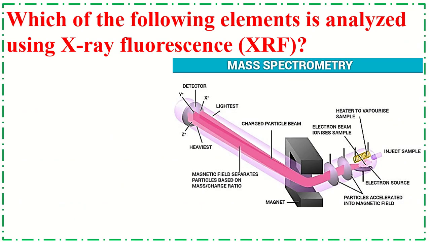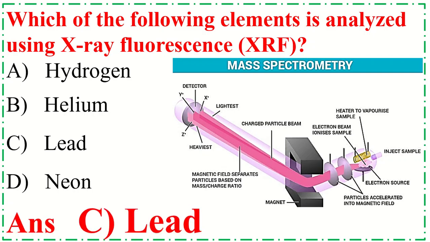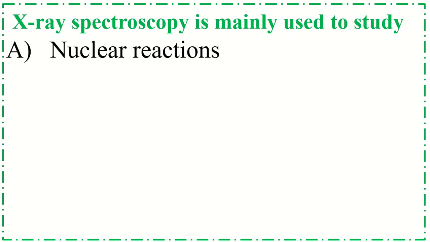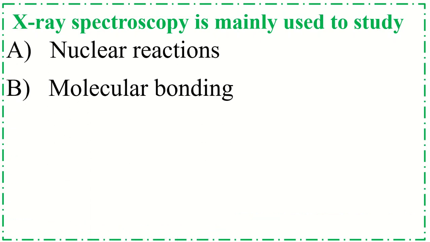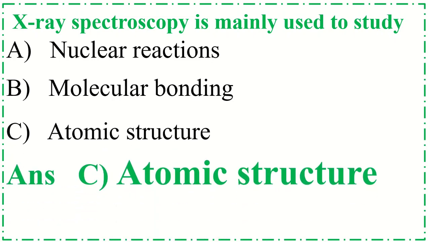Which of the following elements is analyzed using X-ray fluorescence? Option A, hydrogen; B, helium; C, lead; D, neon. Correct option is C, lead. X-ray spectroscopy is mainly used to study: option A, nuclear reactions; B, molecular bonding; C, atomic structure. Correct option is C, atomic structure.